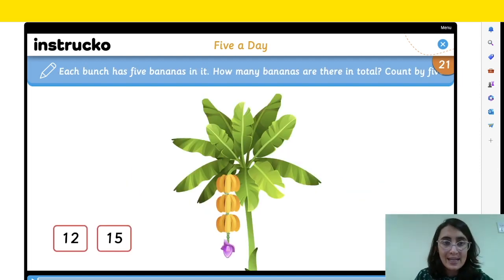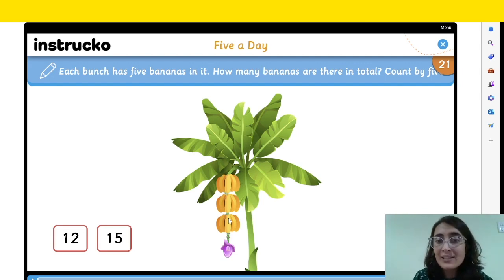See, it is telling me that each bunch has 5 bananas in it. How many bananas are there in total? Count by 5. See, can you see? Here there are 5 bananas. Then here also there are 5 bananas. And again there are 5 bananas. So now 5 plus 5 is 10. And 10 plus 5 is 15.